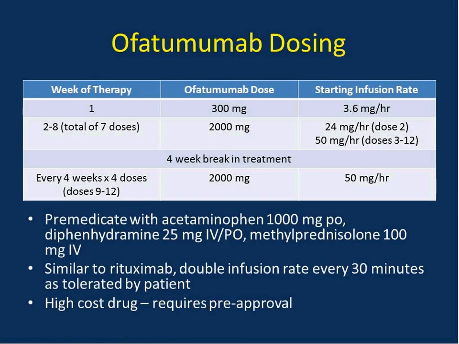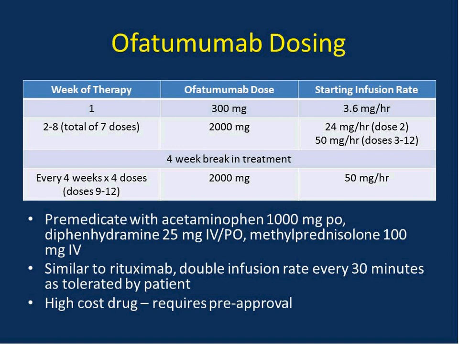Dosing with ofatumumab can be a little bit challenging. Dosing and administration, I guess, is more of the challenging aspect, but typically it's administered weekly, and the first dose is 300 milligrams, and then doses 2 through 8 are 2,000 milligrams. Patients typically will have a 4-week break in treatment, and then they get another 2,000 milligram dose once a week, every 4 weeks, for a total of 4 doses. So they get a total of 12 doses of treatment, but it's over a longer period of time.